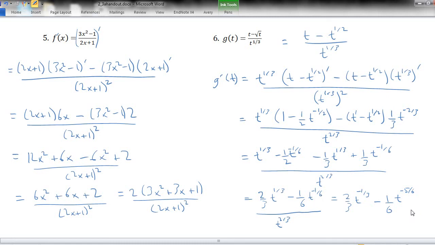So, all right, there's a few more examples of the product and quotient rule. I hope those will be helpful.